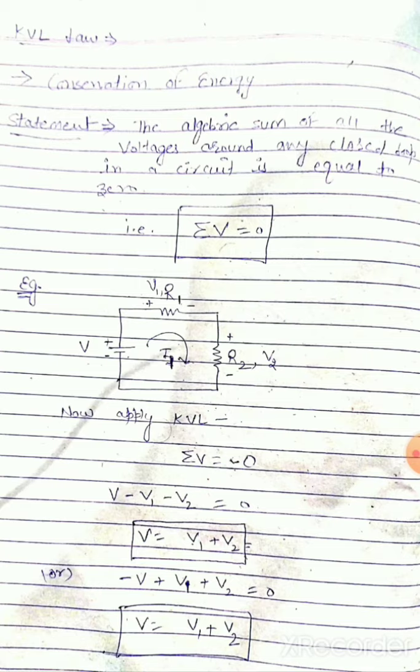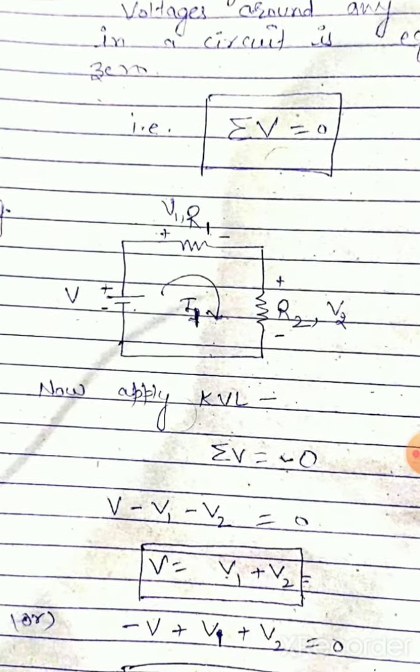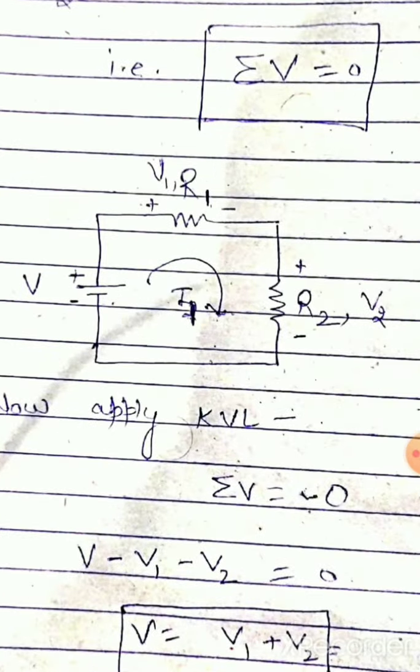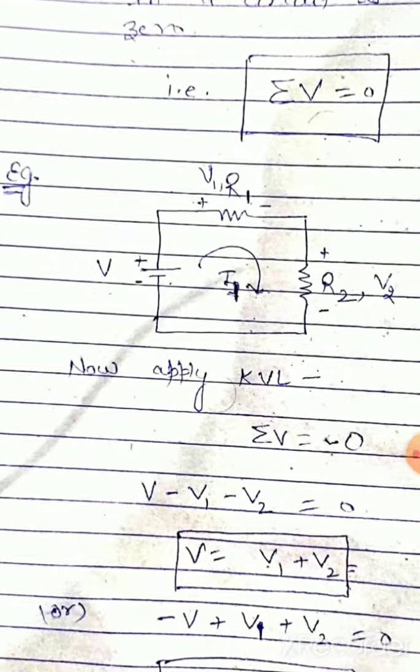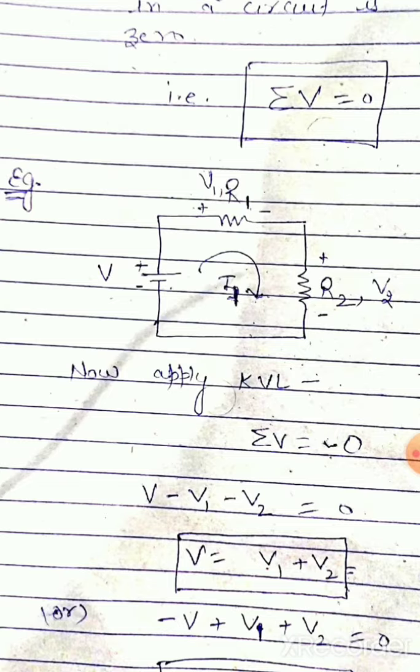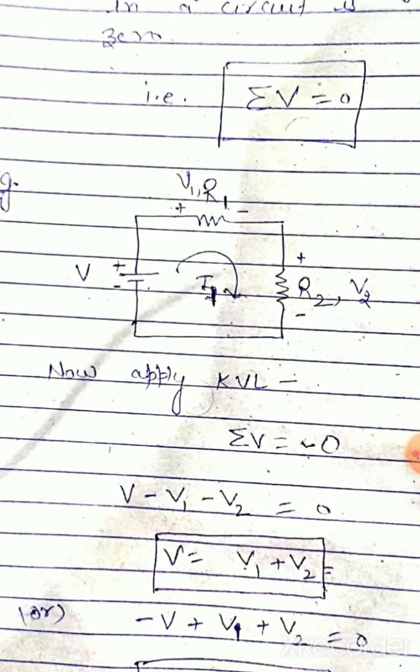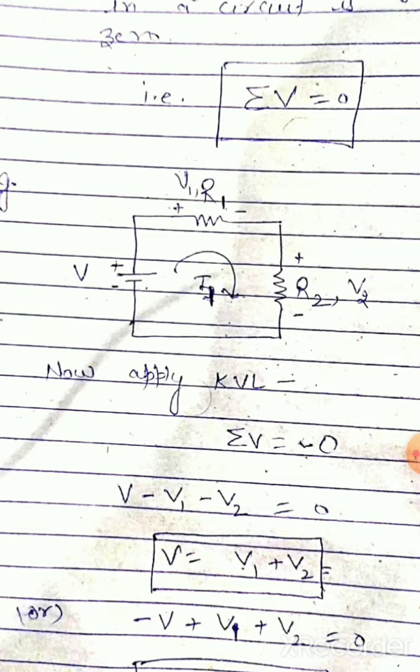And just to describe this law, we have taken a very simple example here, which comprises a voltage source and two resistances R1 and R2. I1 is the loop current and V1, V2 are the voltage drops across the resistances respectively. Now if we apply the KVL law, that is summation V is equal to 0, we will write V minus V1 minus V2 is equal to 0, which gives V is equal to V1 plus V2, or we can also write it as minus V plus V1 plus V2 is equal to 0, that is also equal to V is equal to V1 plus V2.